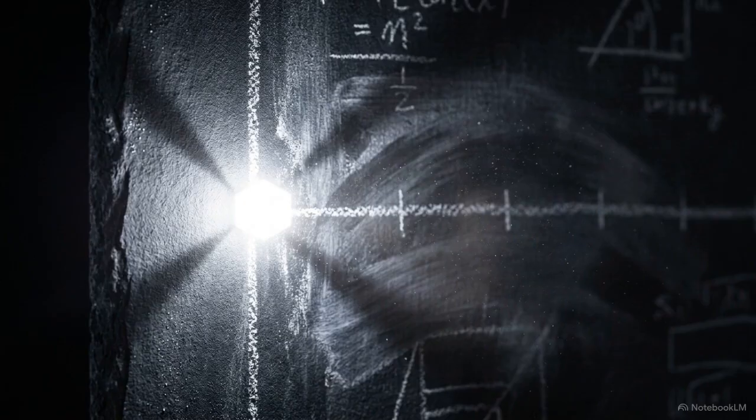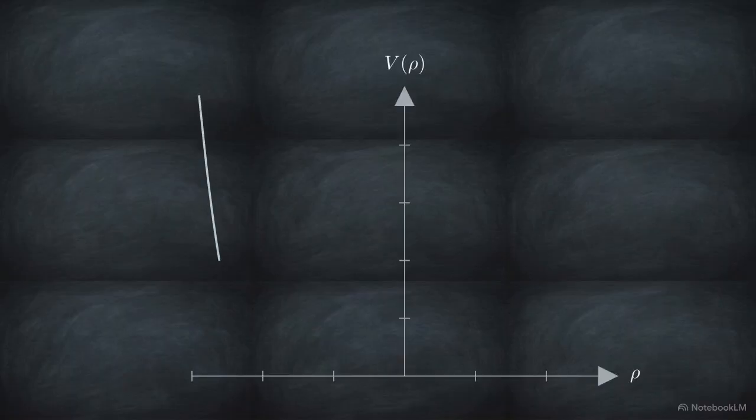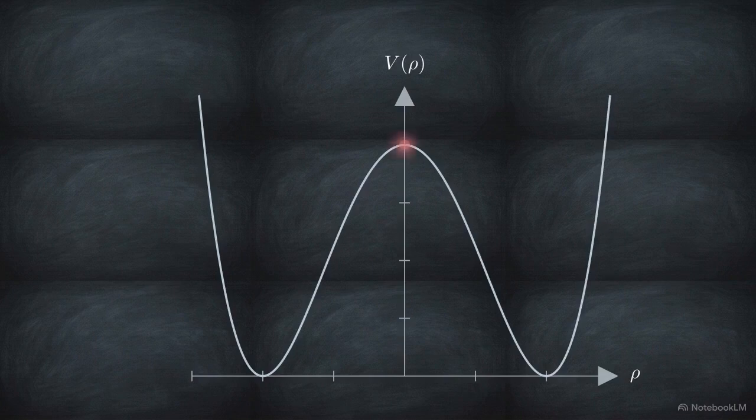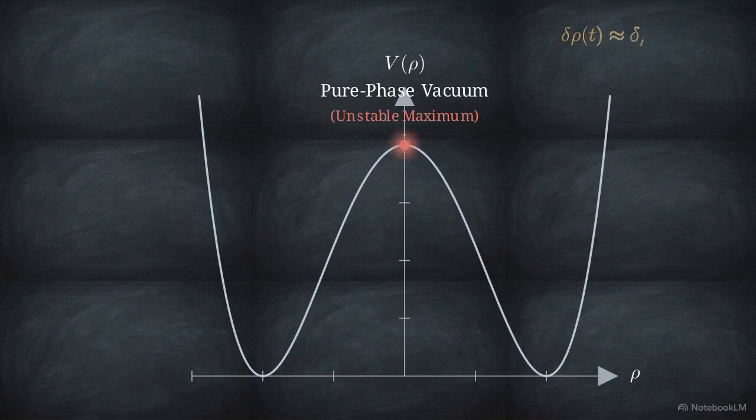The sequence begins at the very earliest stages of the cosmos. This graph shows the vacuum potential. We start with a pure phase vacuum, resting precisely at zero density, an unstable maximum. The linearized equation around this point describes a classic tachyonic instability. The vacuum cannot remain here. A slight perturbation causes inevitable exponential growth.